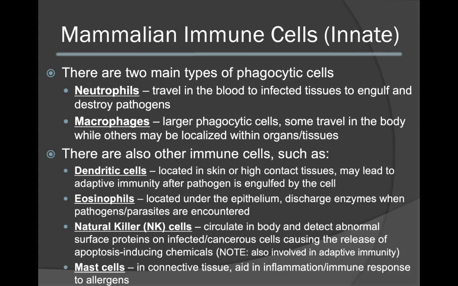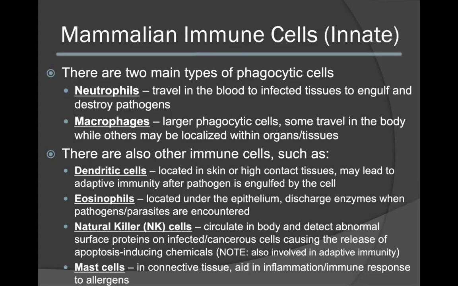In addition, within mammals, there are also many other immune cells, such as dendritic cells that are located in the skin or high contact tissues. Dendritic cells are also involved in adaptive immunity after a pathogen is engulfed by the cell. Thus, they are involved in both innate and acquired immunity. Eosinophils are located under the epithelium. These cells help to discharge enzymes whenever pathogens or parasites are encountered.